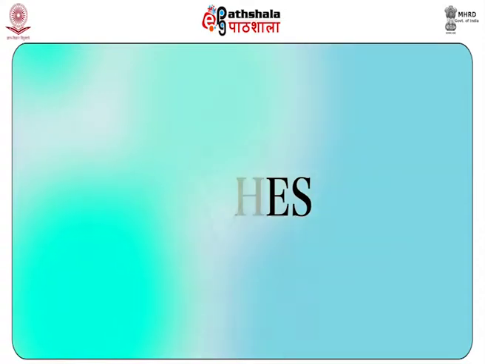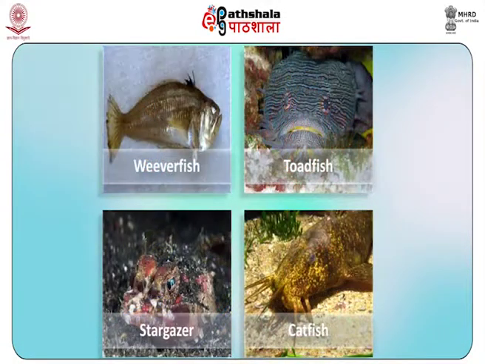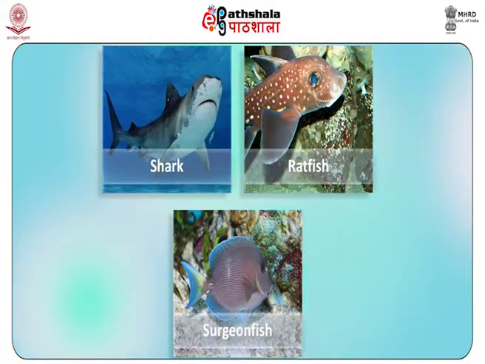Next, we will study the fishes. The sea is host to a wide variety of venomous creatures with stings or bites and is a special threat to swimmers and divers. Marine envenomations have risen sharply in incidence over the last few decades, owing to an increase in popularity of recreational diving and other water-related sports. Approximately 225 species of marine fish are known to be venomous. These include the stingray, scorpionfish, lion or zebrafish, stonefish, weaverfish, toadfish, stargazer, and certain catfish, ratfish and surgeonfish.